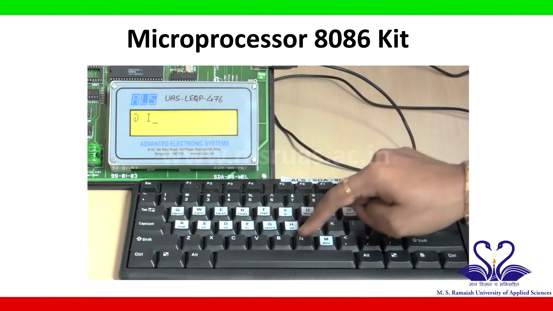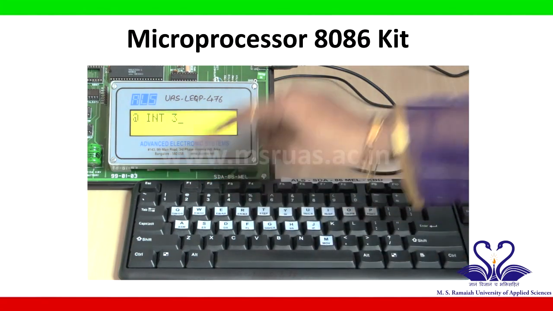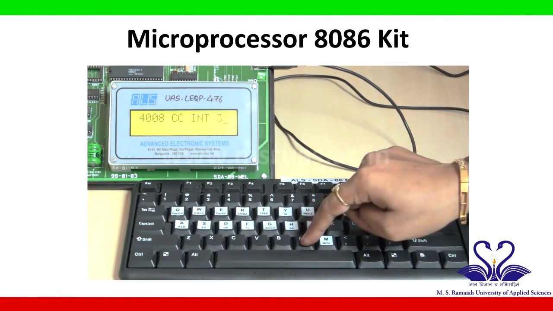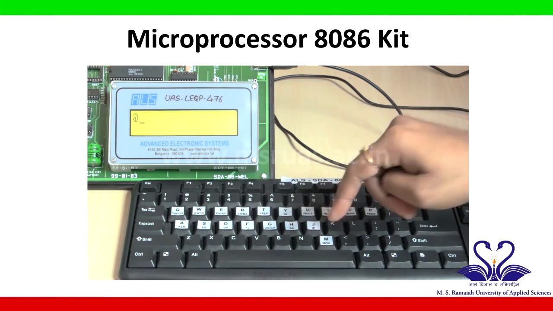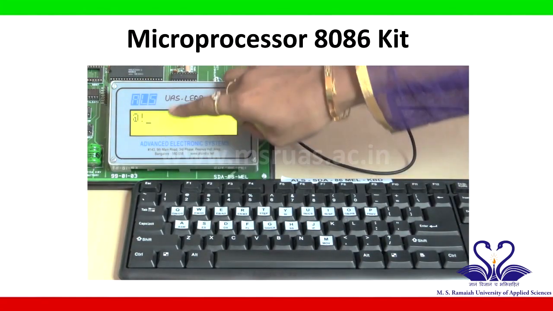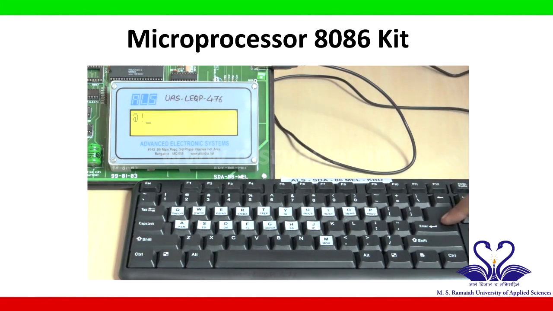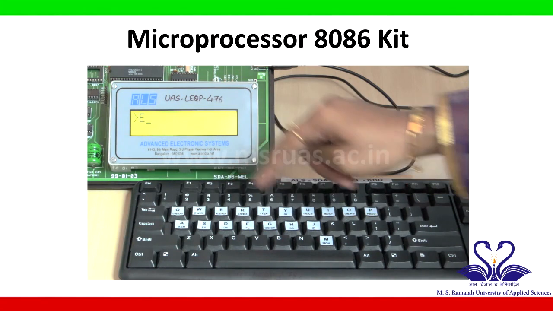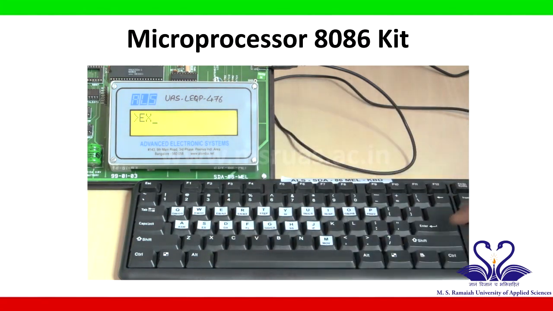INT 3, which means interrupt 3. Enter. Then give N, then shift 1, so that you get this exclamation mark. Enter. Then give exit, EX, so it comes out of the assembler and disassembler mode.